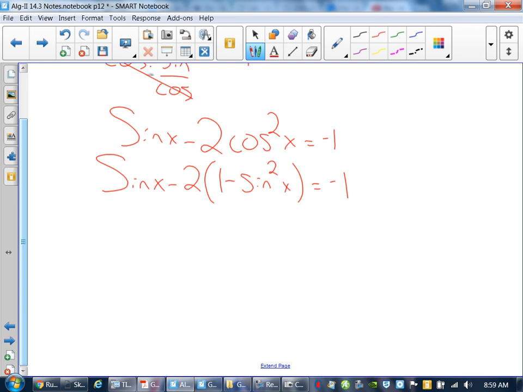Ladies and gentlemen, I can tell you right now where you're going to make a silly mistake. What are you going to forget to do? Distribute the negative to the second term. It happens all the time. So when you simplify this out, you get sine of x minus 2 plus 2 sine squared x equals negative 1. See what I mean? That's such a common mistake.